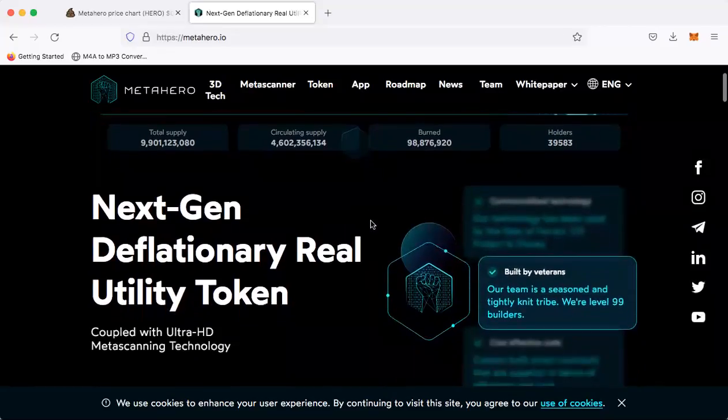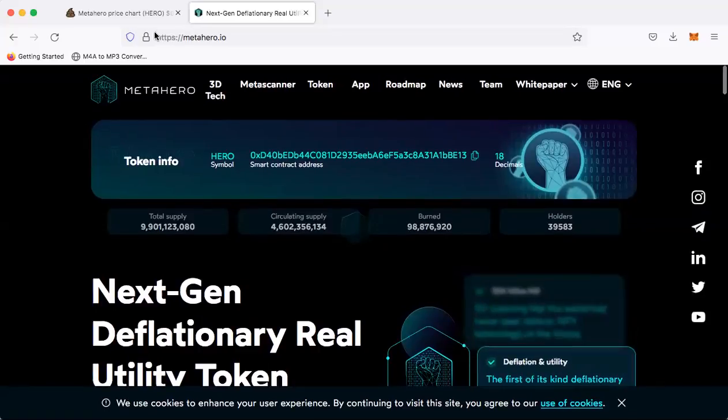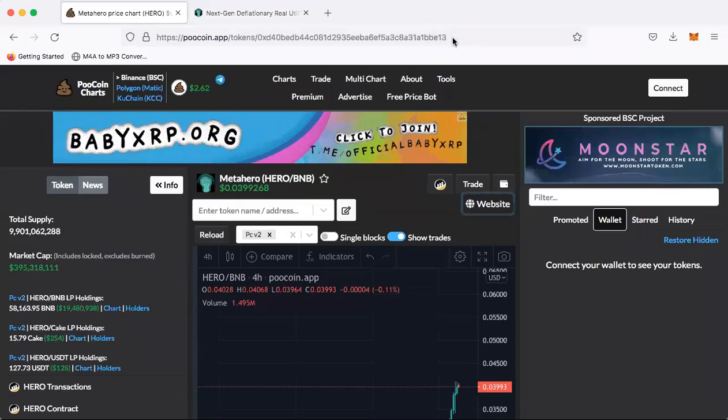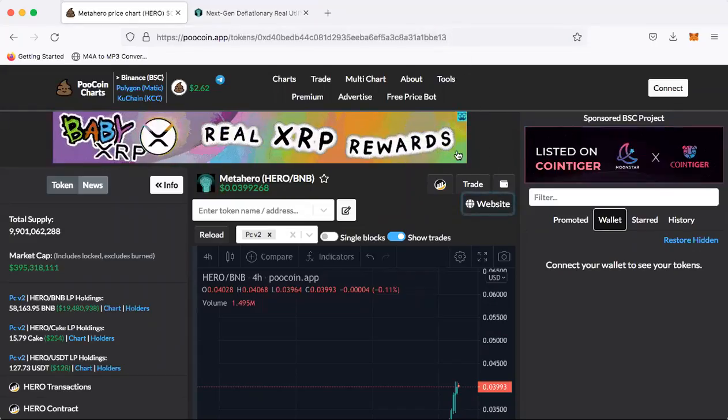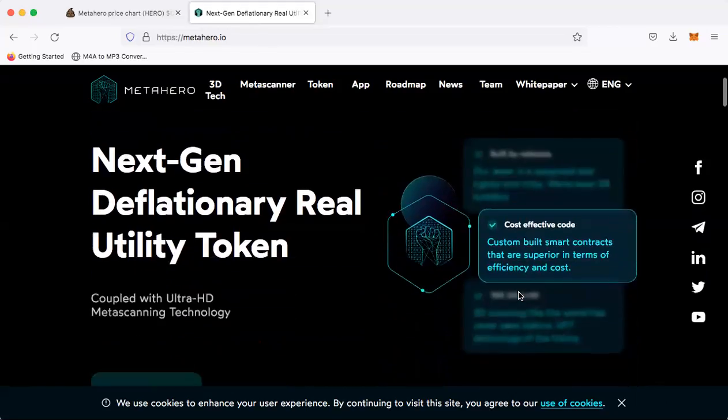So guys, the team is not just some joint team that's just collaborated and it's their first time working together. These people have been working in this space, in and around each other, for a long time. Guys, go and do your research. Never take a person's word for it. Metahero, guys. The next big thing.